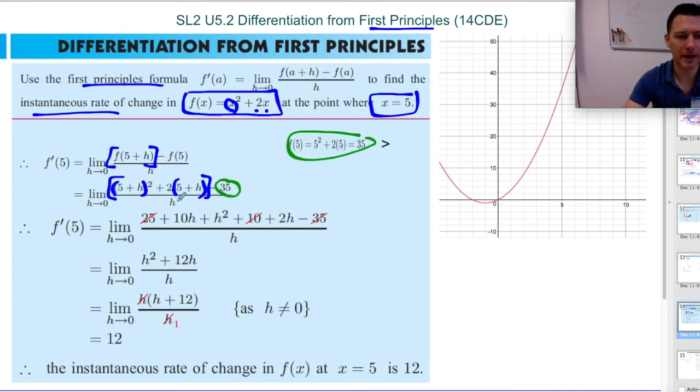Okay, if you expand this, you have to expand this piece into all of this. You expand this into all of this. Here's negative 35 hanging out the back. You start canceling things out. It turns into this. You cancel some h's and it turns into h plus 12. Okay, and we want to know what happens. The slope is what happens when h approaches 0. So when h approaches 0, this gets smaller and smaller and smaller. The slope approaches 12.